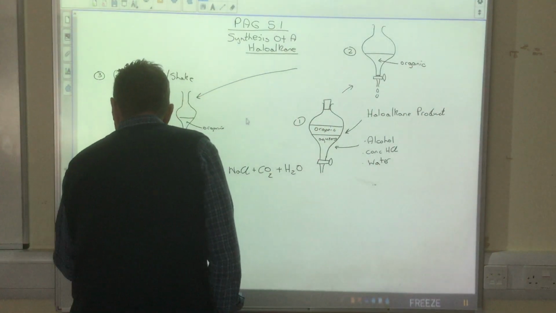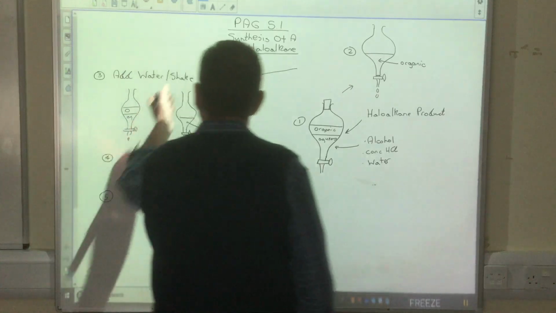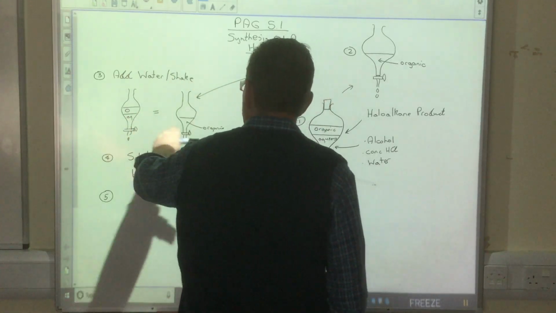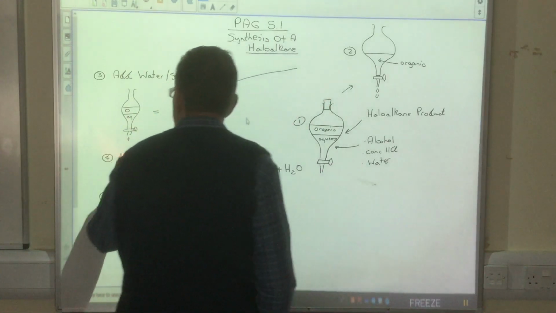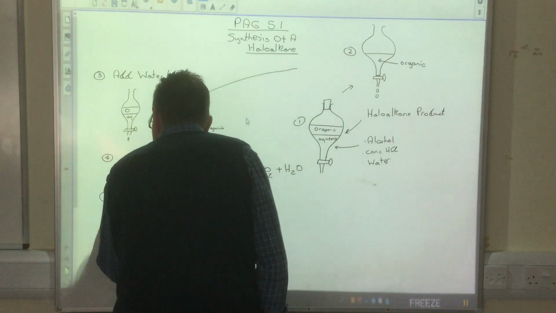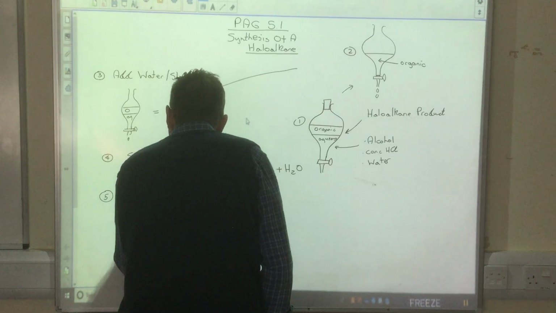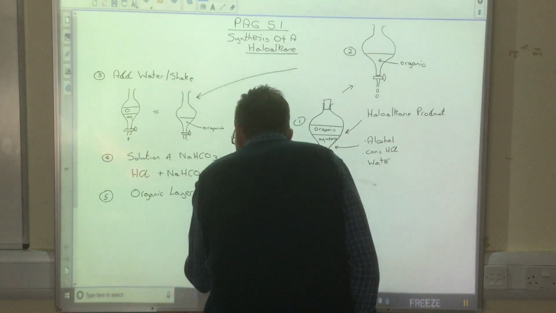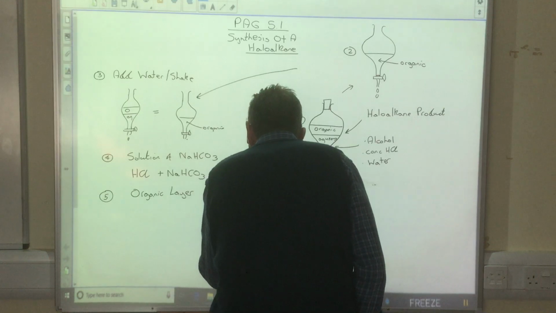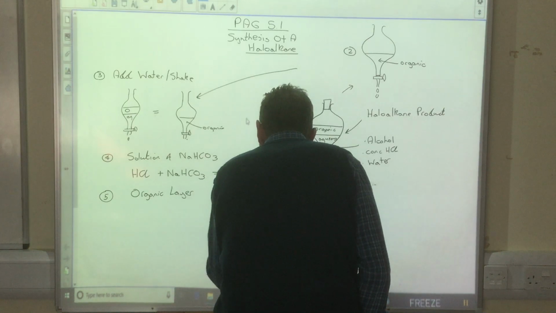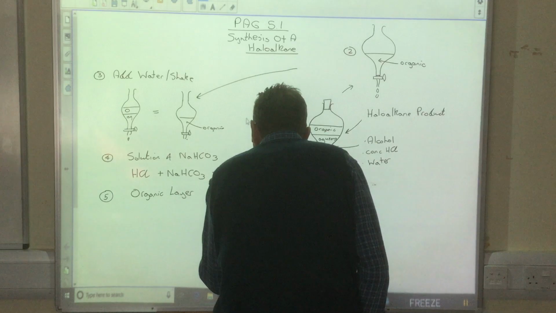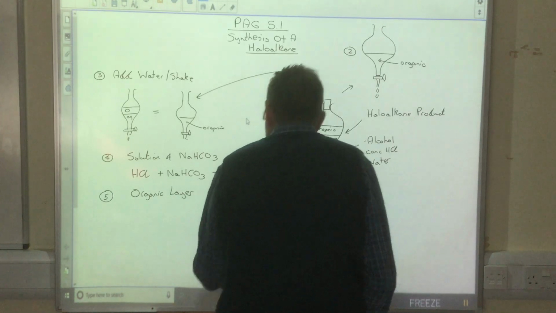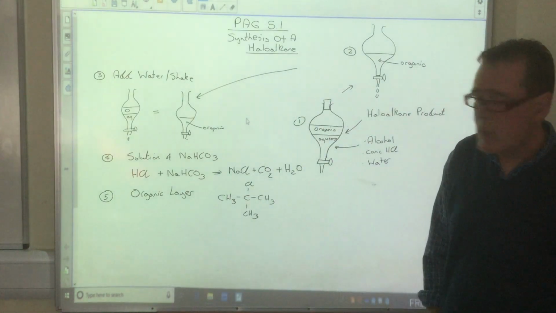Now, there is a fifth purification. So you've done this a few times. Finally, you run off your organic layer. What you want, your haloalkane that you're trying to make, whatever it's called, this baby here. That's what you want.